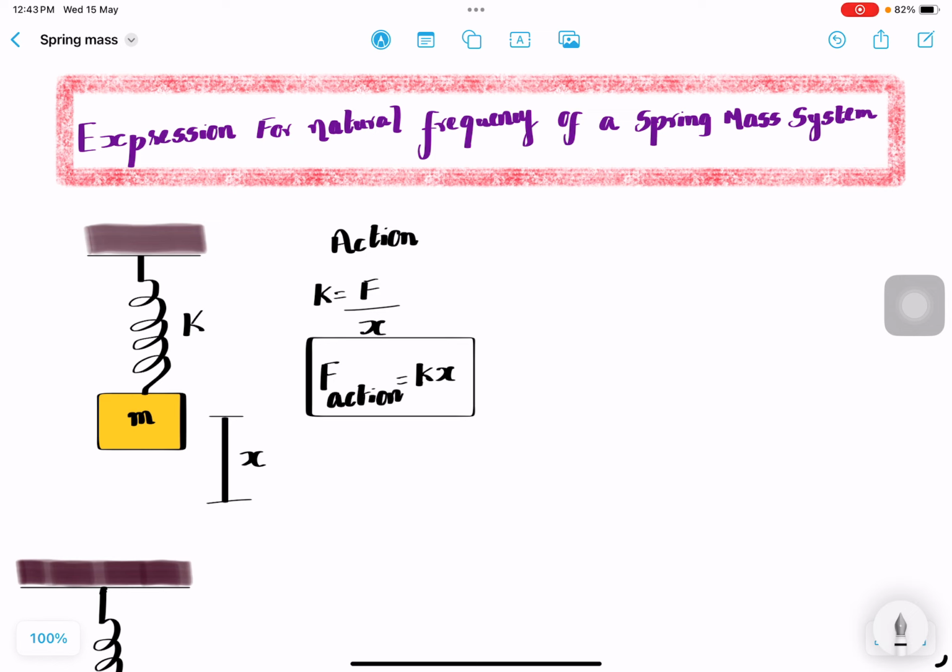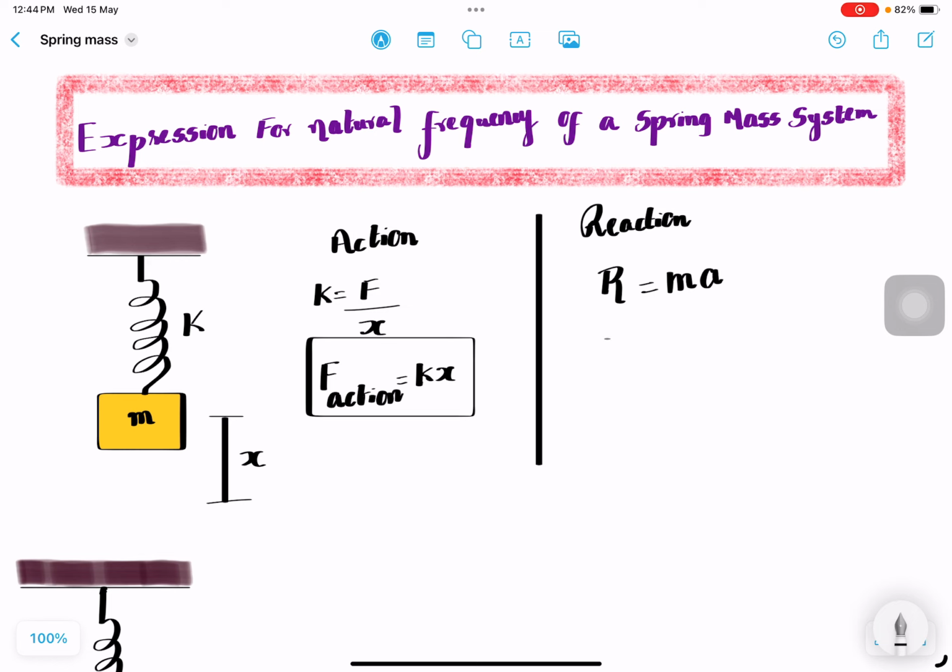We know that according to Newton's third law, for every action, there is going to be an equal and opposite reaction. So let me write the expression for reaction here. What is going to offer the reaction? In our case, it's an undamped system. So the damper is not going to contribute to the reaction. The one thing that is going to offer the reaction is the inertia of the mass. So the reaction, given by Newton's third law, is denoted by R. It is simply mass into acceleration.